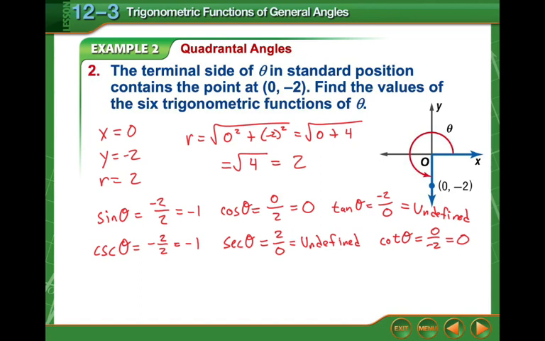Now, just FYI, every quadrantal angle is some combination of these 3 things: negative 1 or positive 1, 0, or undefined. They're all going to be either plus or minus 1, 0, or undefined. It just depends on which one you're talking about.